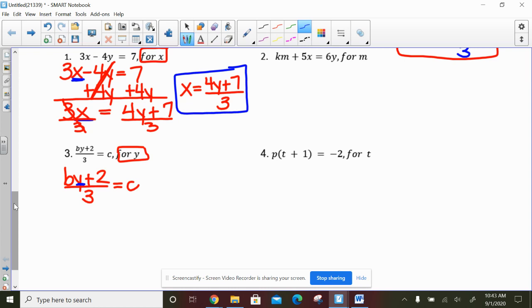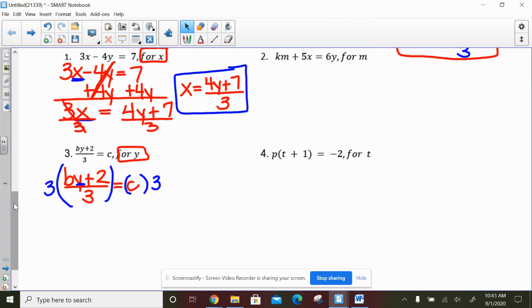Now, when you start with a fraction like that, the first thing you're going to want to do is get rid of it. Okay, and in order to get rid of this, 3 is being divided. The opposite of division is multiplication. So that's what I'm going to do. I'm going to multiply both sides by 3. Okay. Now over here, because it was being divided and multiplied, they cancel each other out.